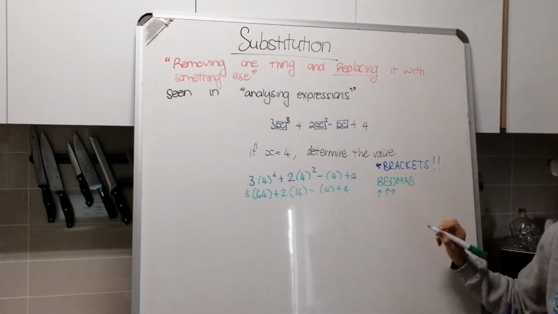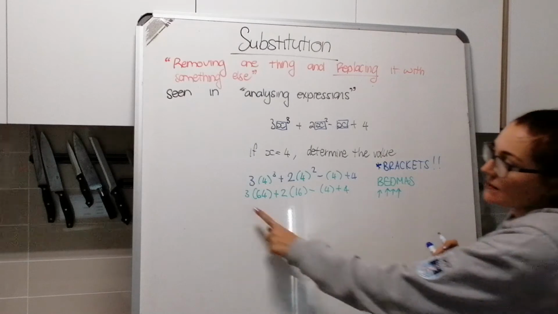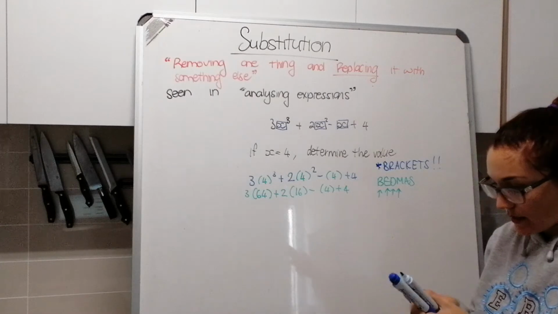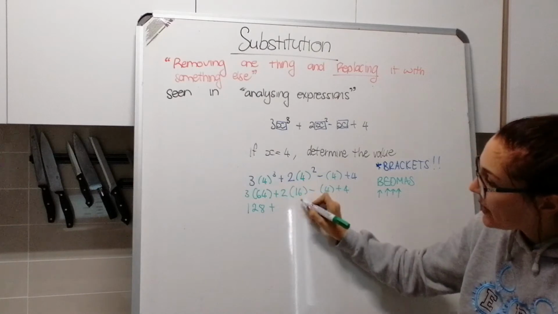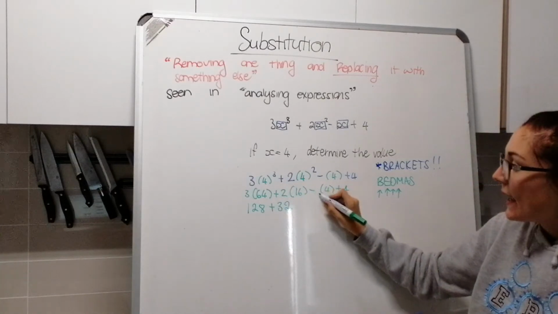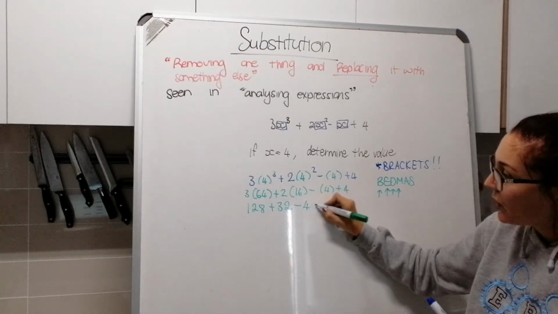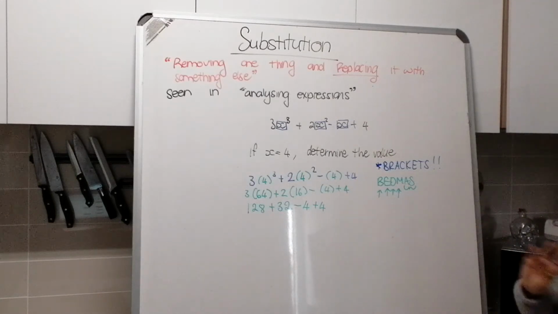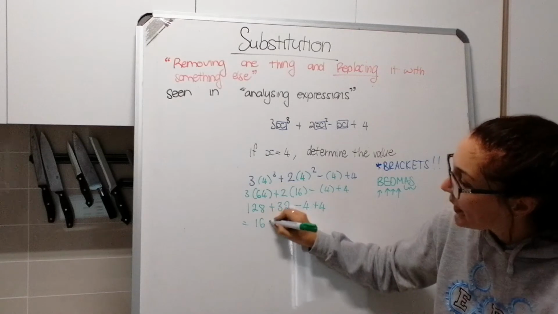Next up is division. There is no division. Next up is multiplication. I've got quite a lot of multiplication. I need to times 3 by 64. Wait, I need a calculator for this one, don't judge me. 3 times 64 is 192, plus 2 times 16 is 32, minus times positive 4, and negative times a positive is negative 4, and then plus 4. And last up, we can do addition and subtraction all in a straight row, which is 128 plus 32 minus 4 plus 4, which gets us to a final answer of 160.